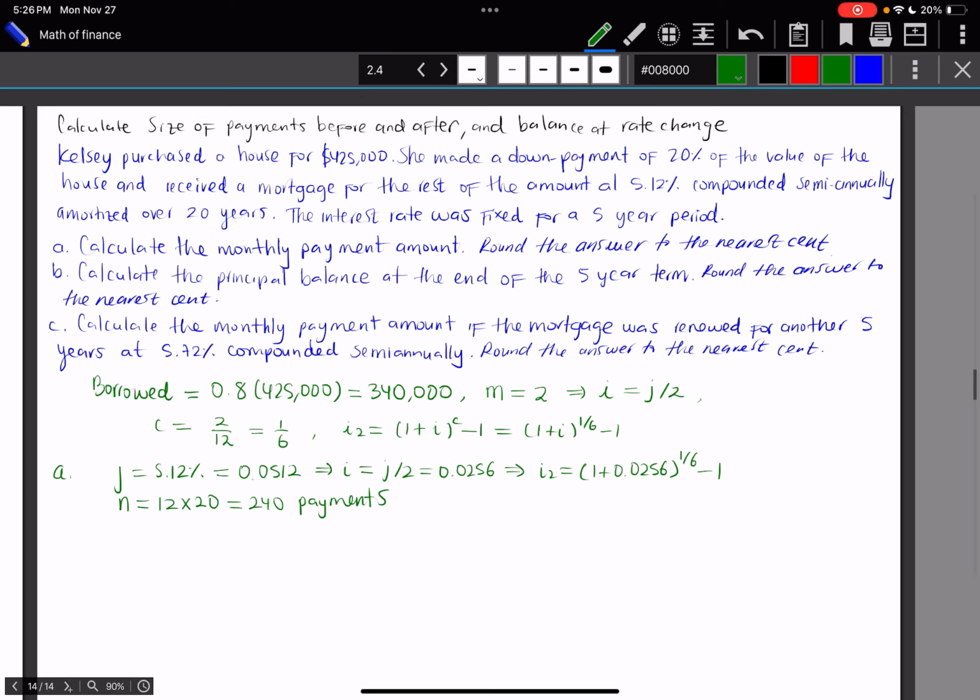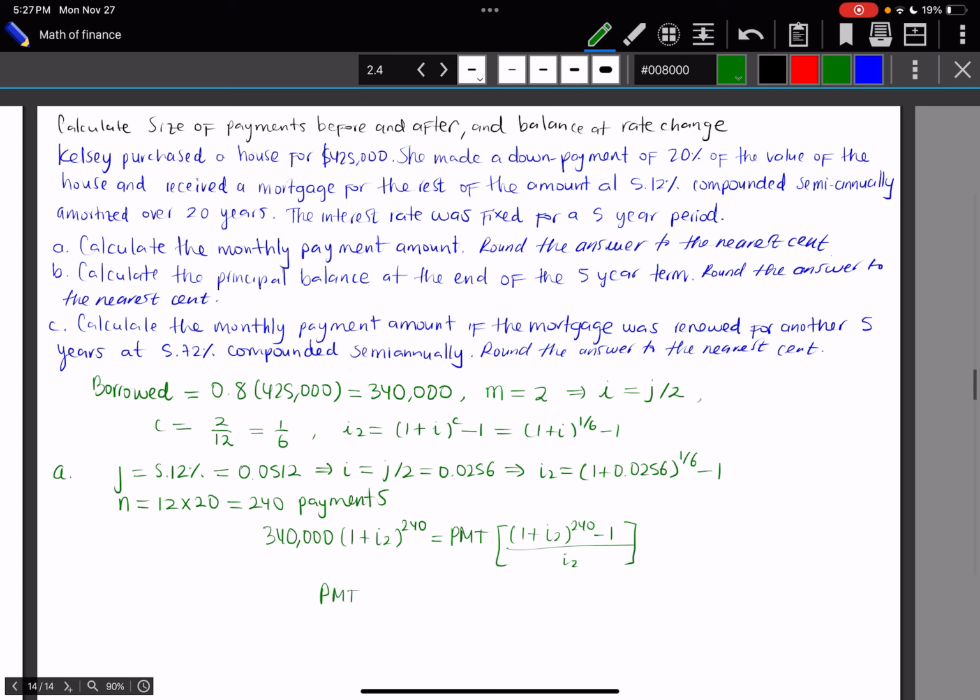And if Kelsey gets to settle the loan, then we have that the value of $340,000 in 20 years, so we have 1 plus I2 to the 240, should match the future value of the annuity that we have after 20 years. So we have PMT, and that's the monthly payment amount, multiplied by 1 plus I2 to the 240 minus 1 over I2.